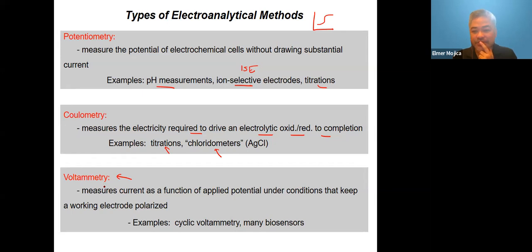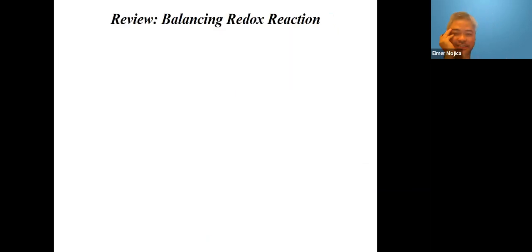Okay, yung tinatawag nating voltammetry. So here, it measures the current as a function of applied potential under conditions that keep a working electrode polarized. Okay? So example dito yung tinatawag nating cyclic voltammetry and other biosensors. So if you have watched already the 230 lecture that I have posted in Facebook group, you will see some example there, okay, of the voltammetric analysis that I have done. But before we go on this, we will tackle that next week.